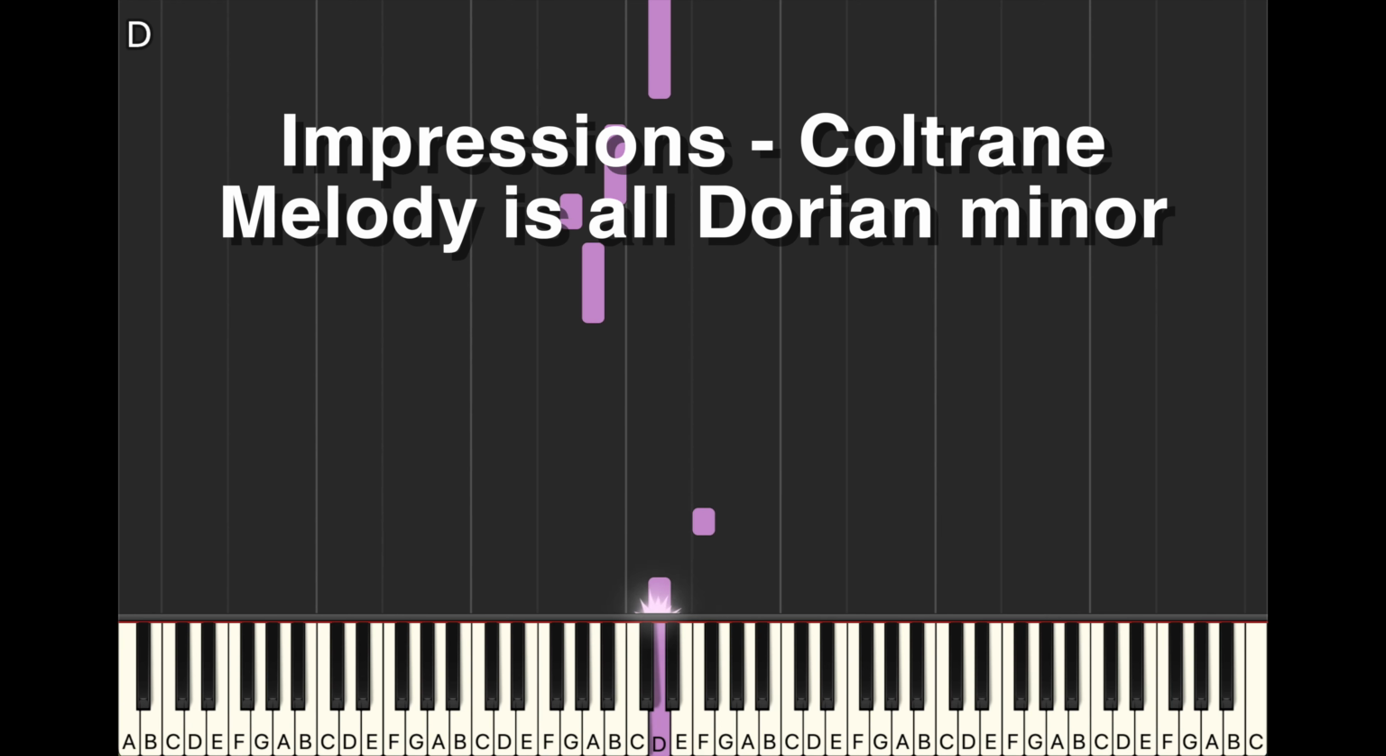Some well-known melodies in a Dorian mode include Scarborough Fair, Get Lucky, So What, Impressions, Billie Jean, and many others. It's very popular.